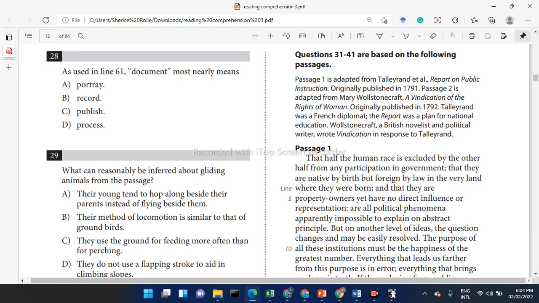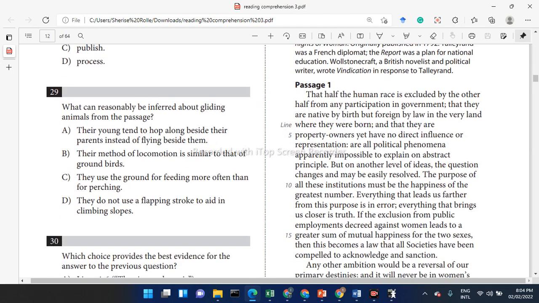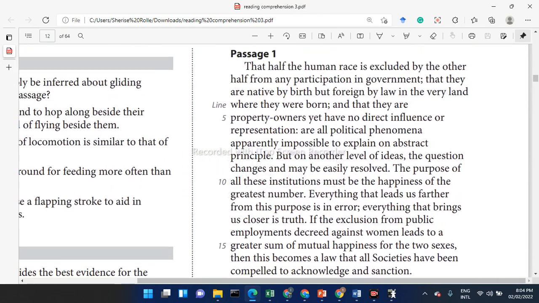Okay, this looks like this is going to be good. Can't wait. Alright, so, let's go.